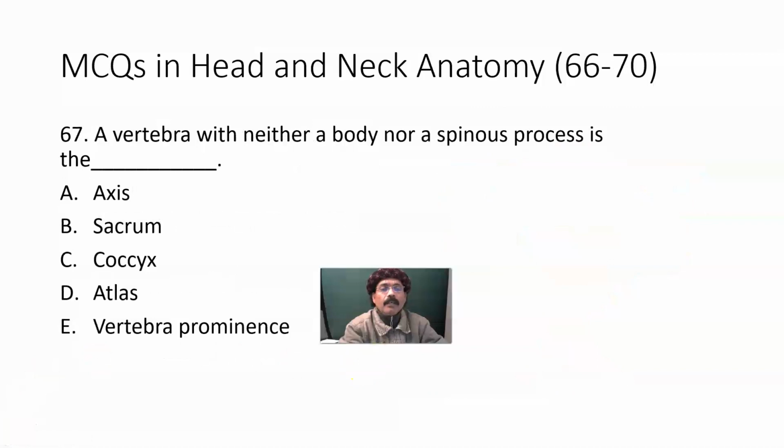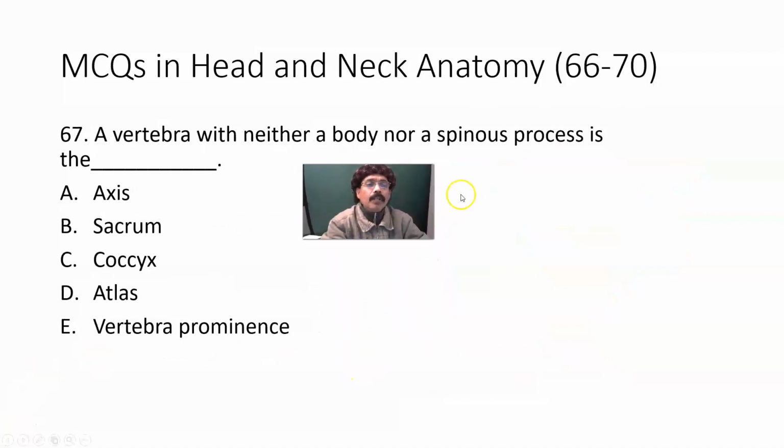Then, a vertebra with neither a body nor a spinous process is what? Axis, sacrum, coccyx, atlas, vertebral prominence. The answer should be D, atlas.